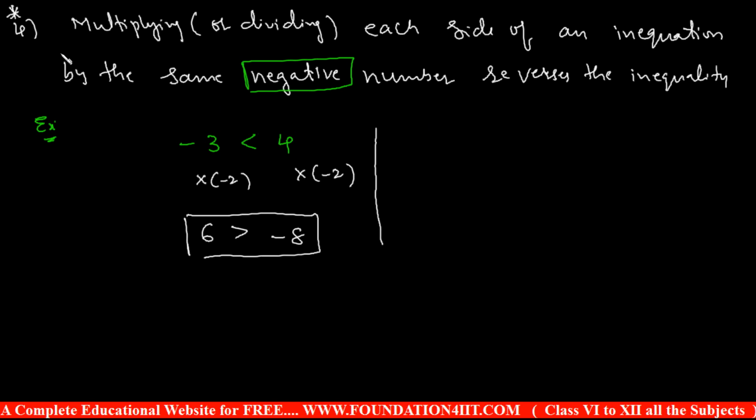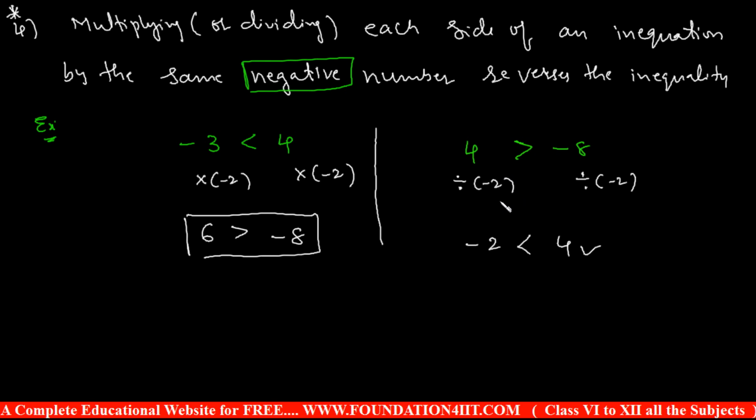Let's see one more example. Not only multiplying, even dividing with a negative number, this is an important rule. Take 4 is greater than minus 8. I am dividing both sides by minus 2, the same on each side. 4 divided by minus 2 is minus 2, and minus 8 divided by minus 2 is plus 4, because minus divided by minus is plus. We know that minus 2 is less than 4. That's why we reverse the inequality.